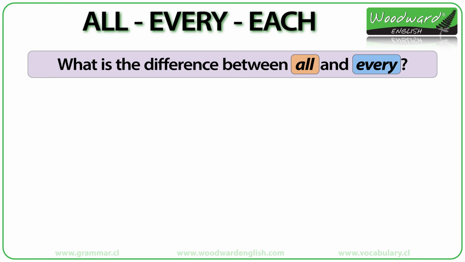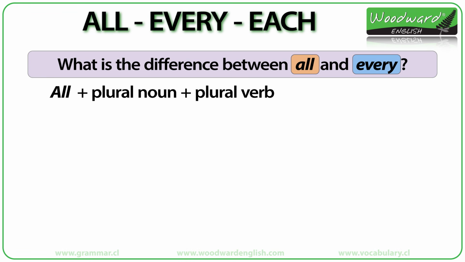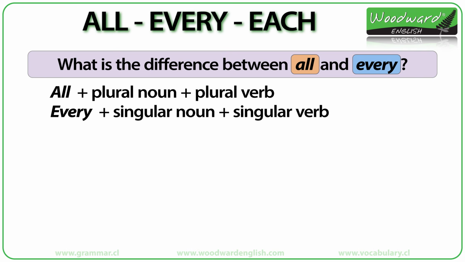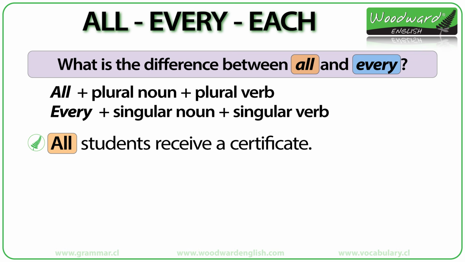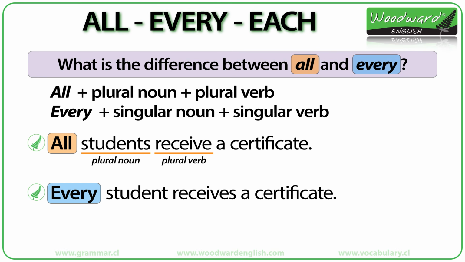What is the difference between all and every? A simple way to remember this is all is with a plural noun plus plural verb, while every is with a singular noun plus singular verb. Our examples: all students receive a certificate. Students is a plural noun, receive is a plural verb. Every student receives a certificate. Student is a singular noun, receives is a singular verb.